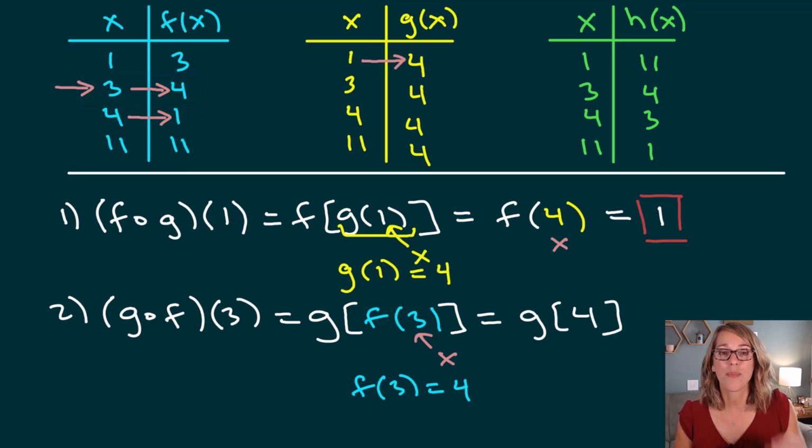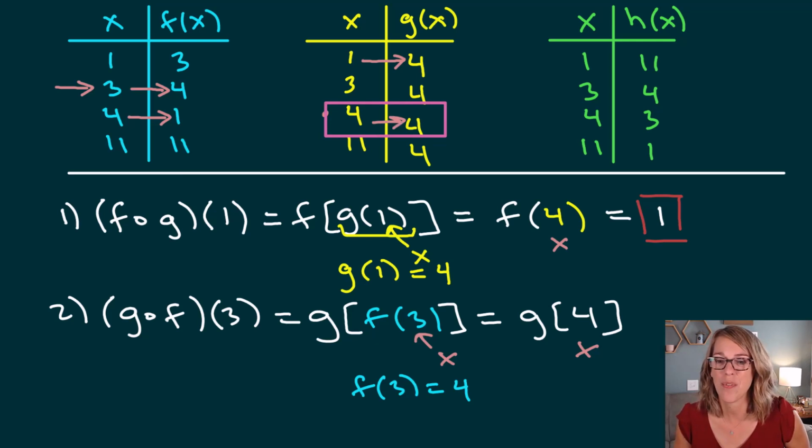Okay, so now I've got a brand new x value, and I'm going to be applying the function g. So my brand new x value is 4. I'm going to find 4 on my function g. 4 matches to a 4. So g of 4 is equal to 4, and that is our answer.